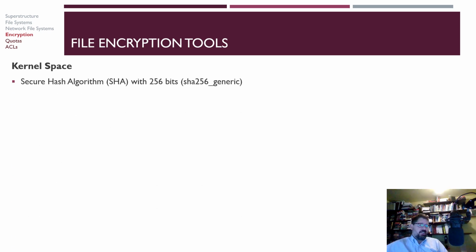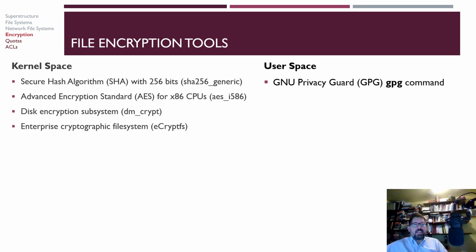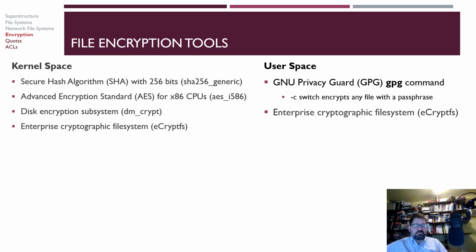So in the kernel space, you have things like the secure hash algorithm. You've got AES, or the advanced encryption standard. You've got disk encryption subsystem. You have the enterprise cryptographic file system, or eCryptFS. And in the user space, you have GNU Privacy Guard, or GPG, which is the GPG command. We're going to try that in the lab, which with the -C switch, you can encrypt any file with a passphrase. And then you have the enterprise cryptographic file system, or eCryptFS, and then Linux unified key setup. So these are some of the user base.